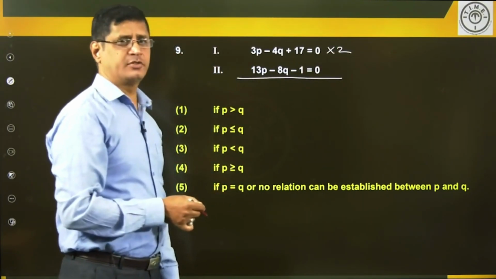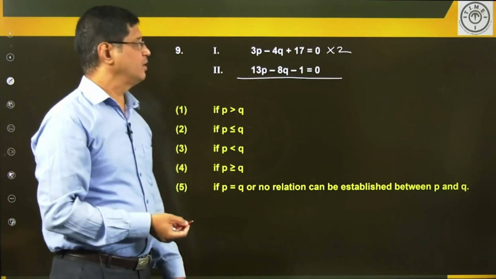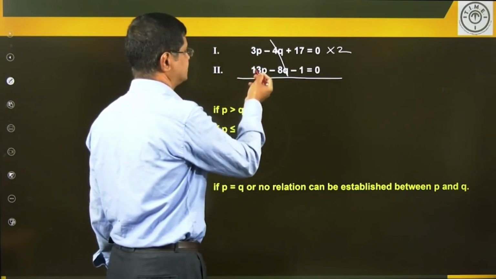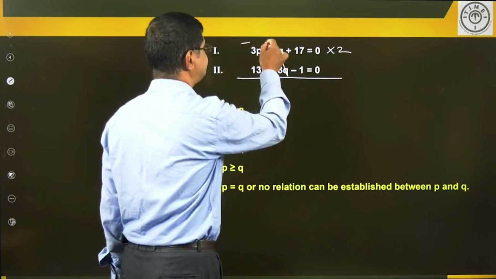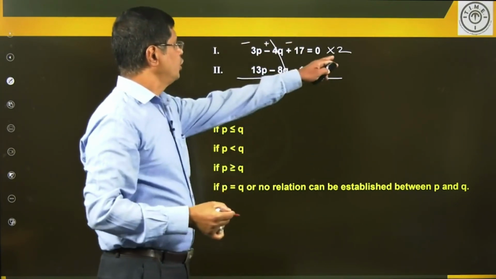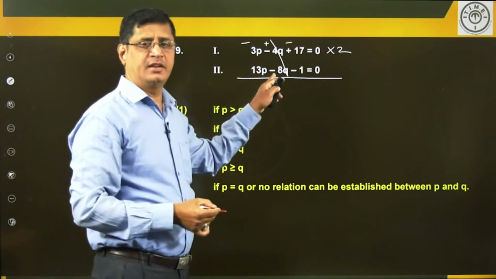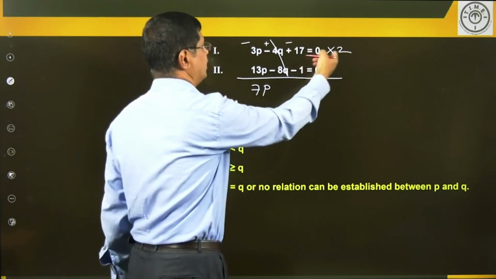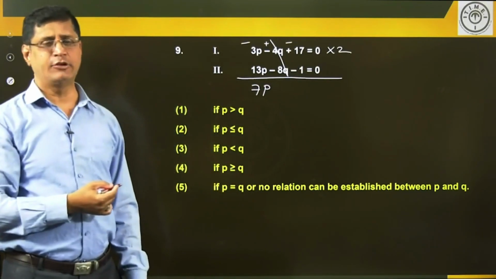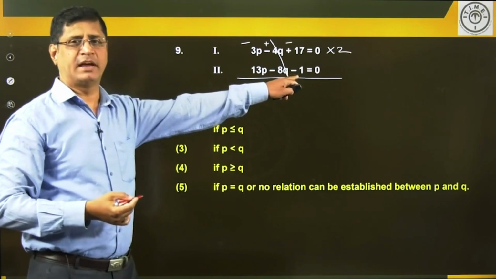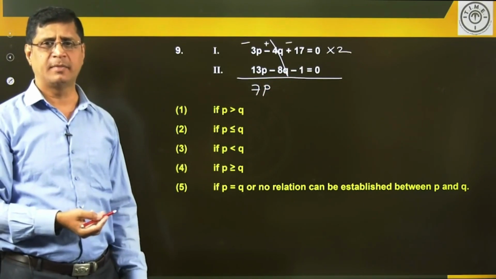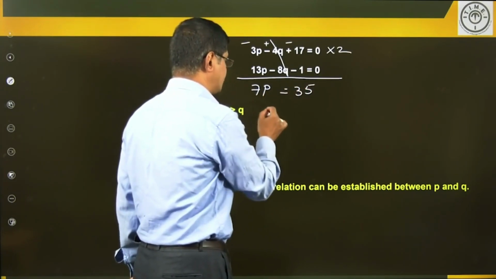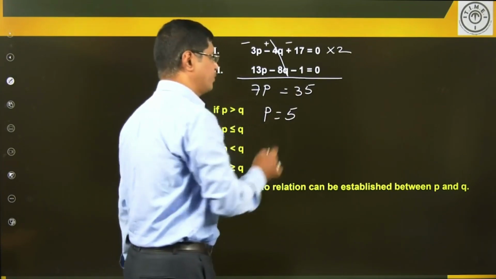When you multiply the first equation with 2, we get the value of P. What is the result? Just observe. P gets cancelled on subtraction. So, what is the result? Just look at 2 into 3, that is 6, subtract from 13. 13 minus 6, that is 7P. Now, here 2 into 17, 34, and minus 1. Minus 34 minus 1, that is minus 35. Take other side, positive 35. So, 7P is equal to 35, the value of P is equal to 5.